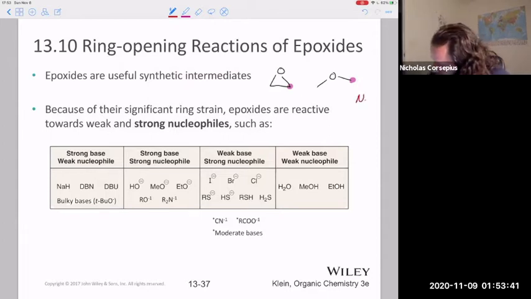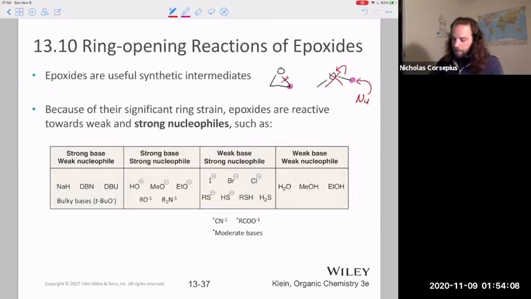If I had a nucleophile that tried to attack this carbon here, this alkoxide ion would be a bad leaving group. However, this bond here is quite a bit weaker because of the ring strain, right? So that makes it a decent leaving group. So that bond's much easier to break, making epoxides far more reactive towards strong nucleophiles.